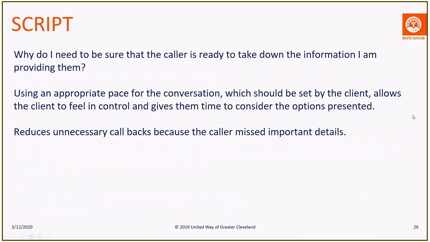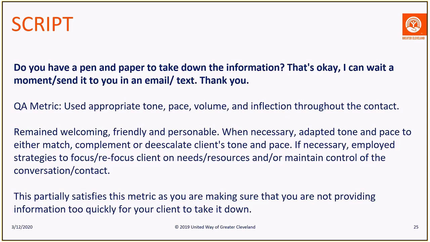All right. Next line in the script: "Do you have a pen and paper to take down the information? That's okay, I can wait a moment, or I can send it to you in an email or text. Thank you." The QA metric that this correlates with is used appropriate tone, pace, volume, and inflection throughout the contact. The definition of that metric is you remained welcoming, friendly, and personable. When necessary, adapted your tone and pace to either match, complement, or de-escalate the client's tone and pace. And if necessary, employed strategies to focus or refocus the client on needs and resources, and or maintain control of the conversation or contact.